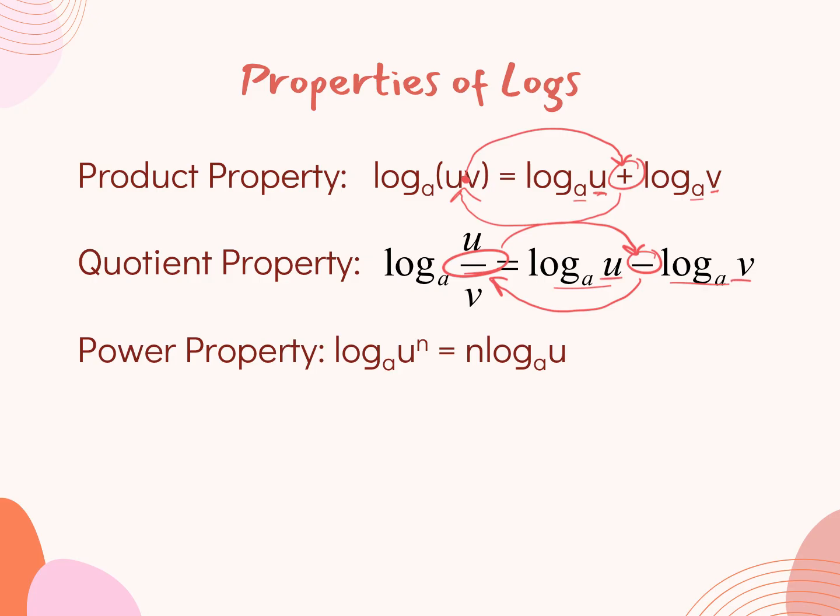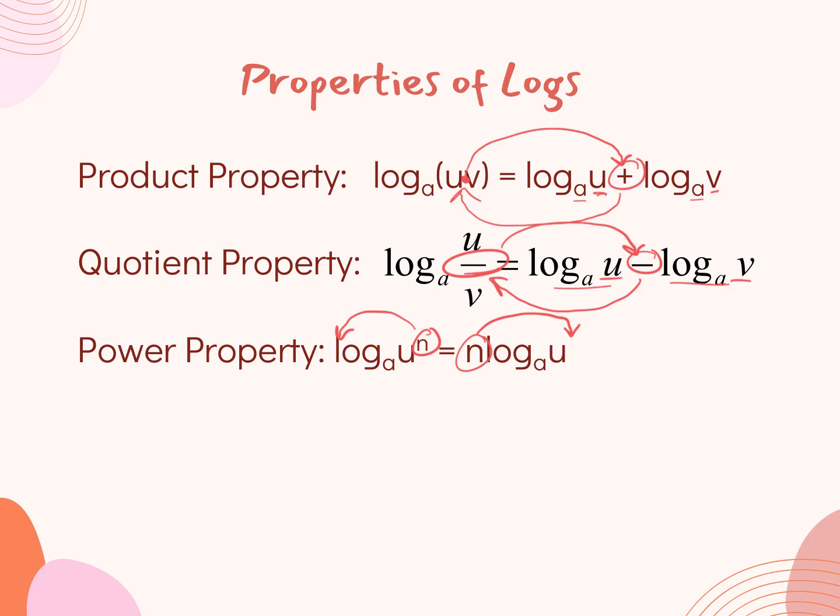And then there's a power property. The power property says that if I have log base a of something to some exponent, this exponent can be written as the coefficient in front of it. So this is expanding it. If I want to condense it and I see a coefficient in front of my log, then I would just bring this up to be the exponent. So it goes in either direction, depending on what the question's asking.